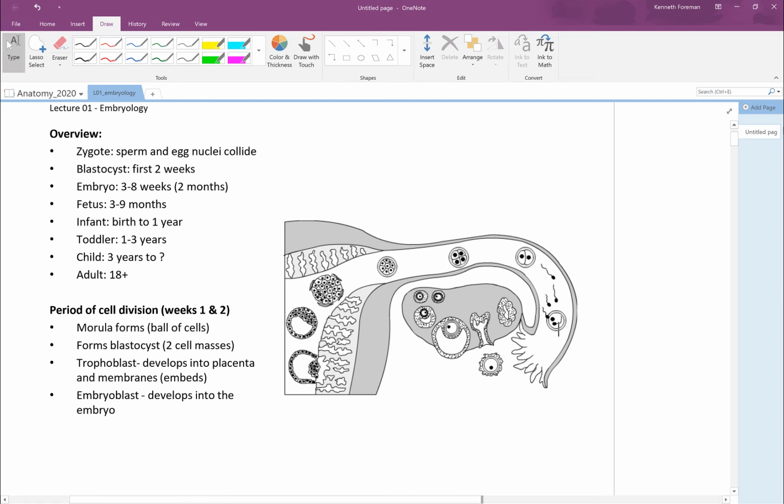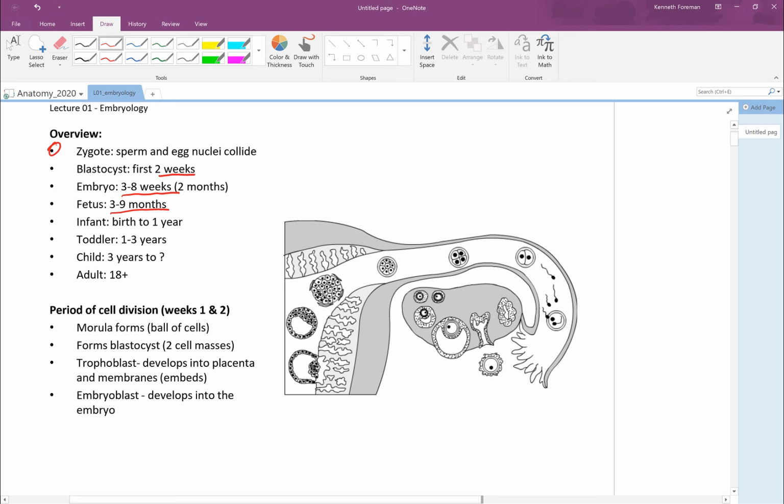So let's get started. The first thing I'd like to talk about is a bigger overview of timelines. At the beginning we have a zygote. The zygote is when the sperm and egg nuclei collide. Those first 2 weeks we call the blastocystic period, or it becomes a blastocyst. After the collision we get cell division, and that's where we get the blastocyst. At 3 to 8 weeks it becomes an embryo, and then from 3 to 9 months it becomes a fetus.